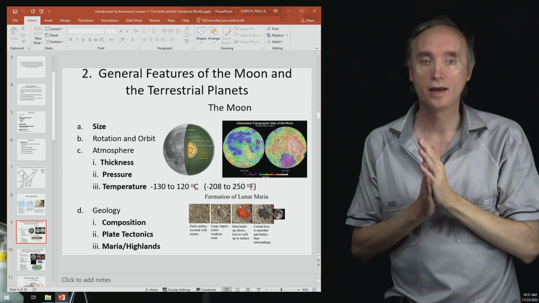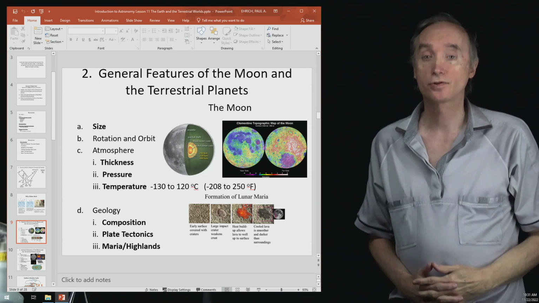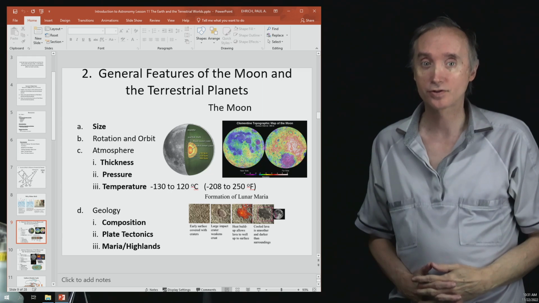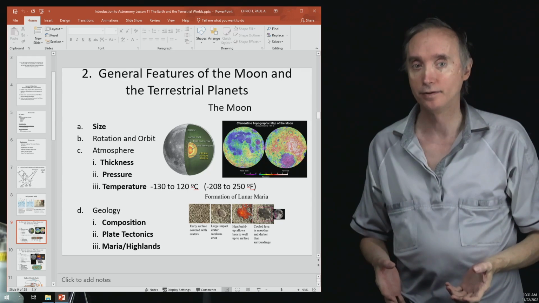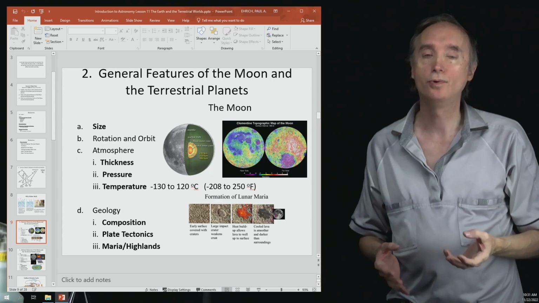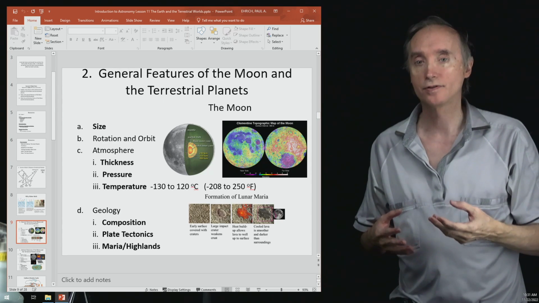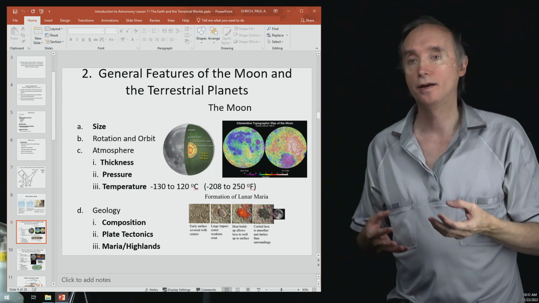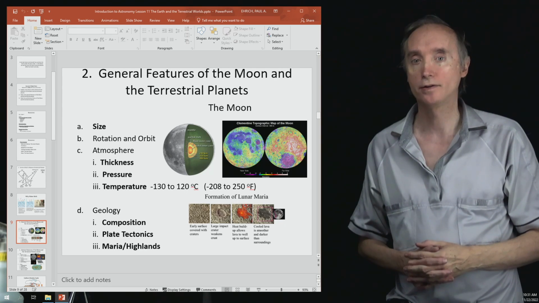Okay, I'm back, and now we want to start our tour of the terrestrial planets by talking about the moon. Now, the moon is not a terrestrial planet, but we're going to include it with the terrestrial planets because it is made of rock and it does have a similar history and fate as the terrestrial planets.